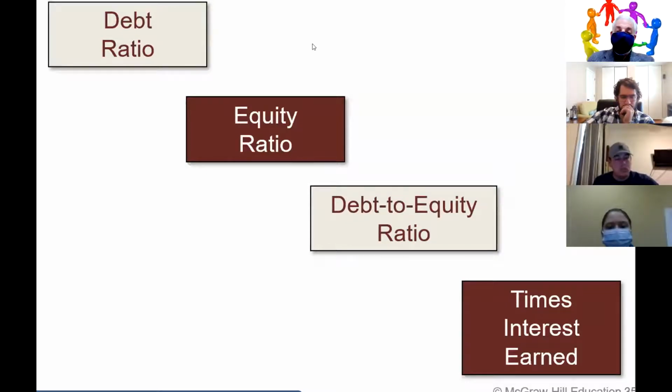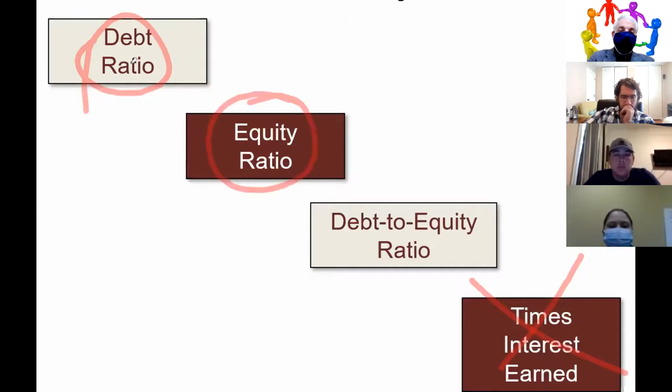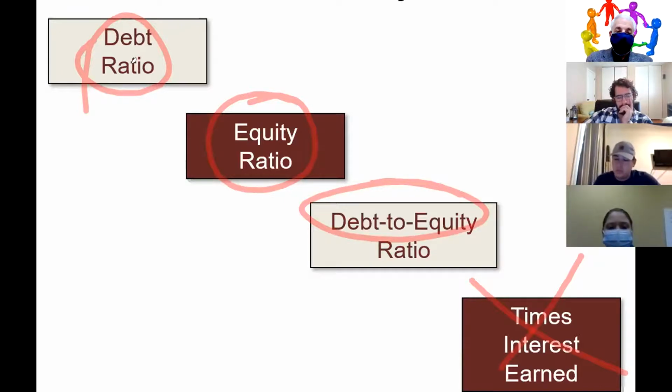And I'm not too worried about times interest earned. That's one of the ratios. How efficiently can we pay back our interest? It's not based on net income. I'm not worried about that one. But the other three, debt ratio, equity ratio, which is in relation to total assets, and then the debt to equity between themselves. And again, that should be reasonably easy to calculate and make sense of.